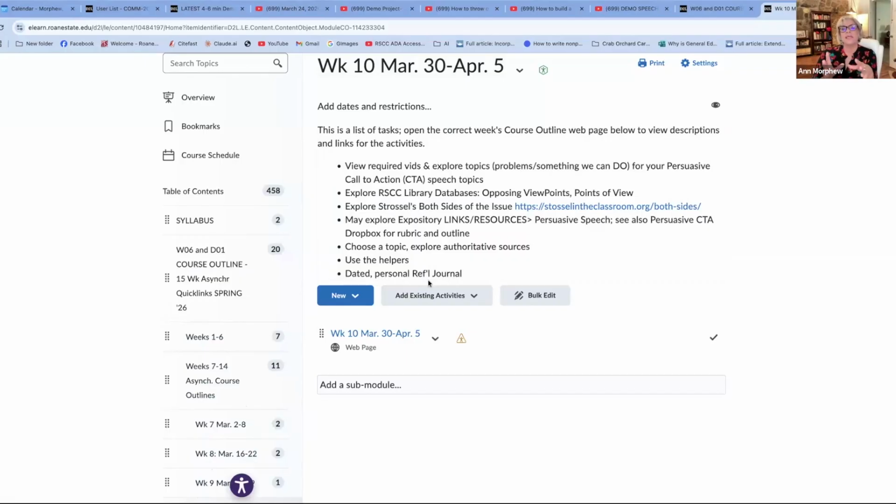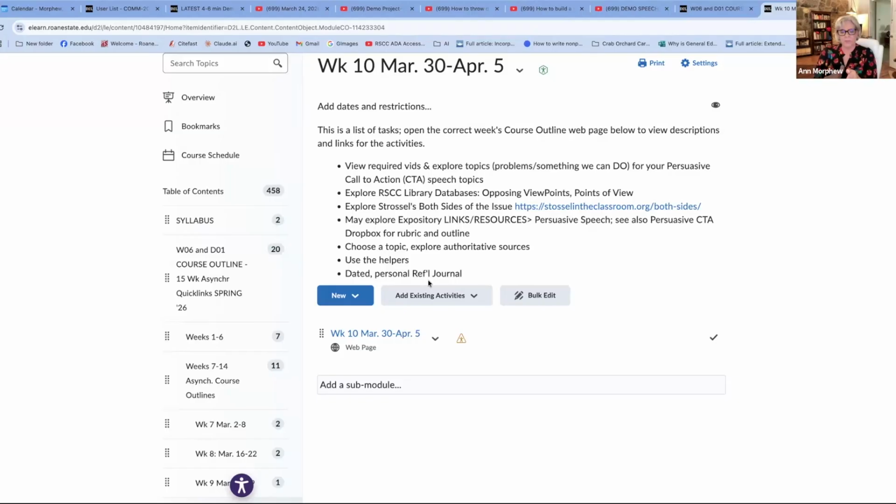Put in the time. Please understand that you as a college student need to utilize your time well. So when I say look at the materials in expository resource, really explore 2 databases, and the optional one that really is a good idea, Strassel's Both Sides of the Issue, for picking a topic. Just scanning the headlines of all of the sources and the topics for the 2 library databases and the Strassel's site gives you opposing topics.